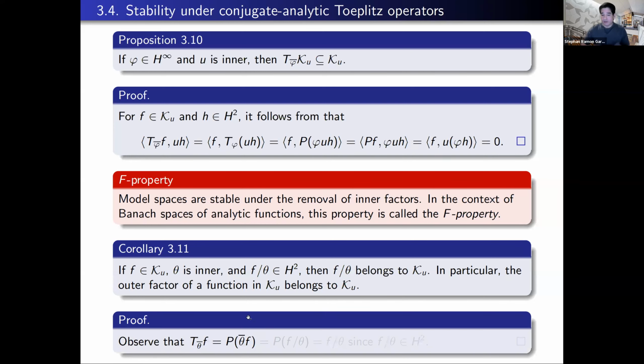And so here's how we do it. Again, playing around with projections and boundary functions. So take a look at T theta bar. So in other words, the Riesz projection of theta bar f. Well, since I'm on the circle, theta bar makes sense. Theta bar is 1 over theta on the circle. So this I can write as f over theta, but I'm saying by hypothesis that f divided by theta is in H2 because theta is an inner factor of f. So the projection does nothing because I'm already in H2. And so what this tells me is that I am going to be in the model space because we just said that the model space is invariant under any conjugate analytic Toeplitz operator.